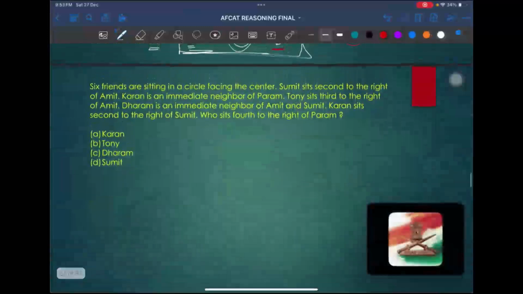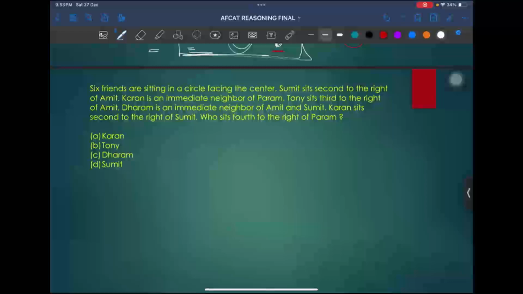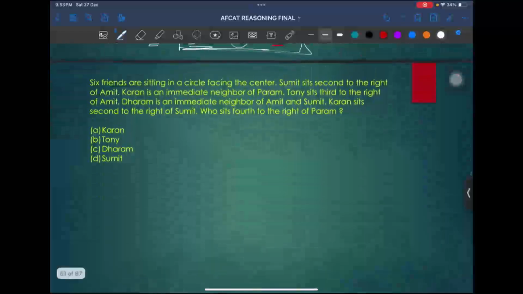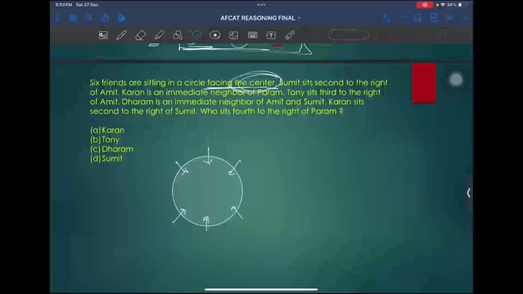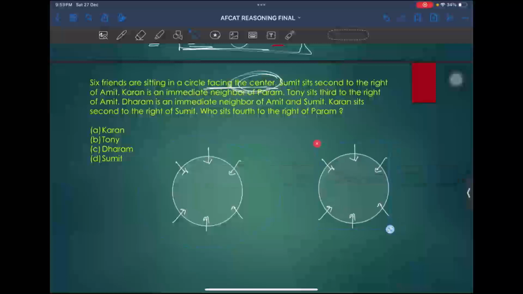Okay. Now let's move on to the next question, where a question tells that 6 friends. So when you find the question, you just need to draw. If it is a circle, 6 friends are sitting in a circle facing towards center. You just need to find whether a person is sitting towards center or outside the center. 6 persons are there. You can mark it like this and try to replicate 1 or 2 figures, so that your answer will be more accurate.